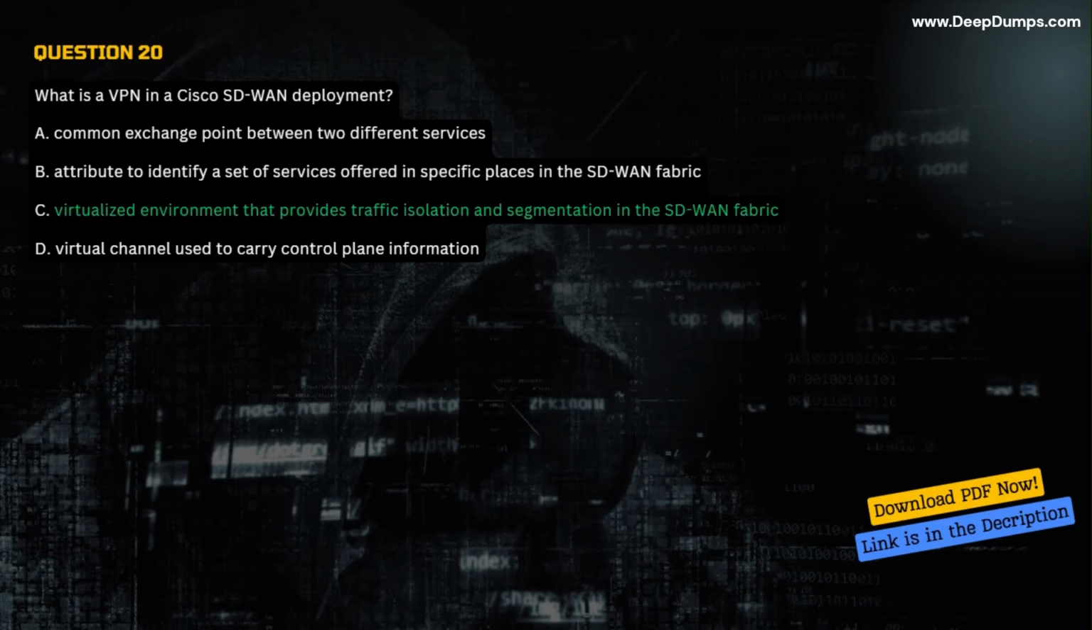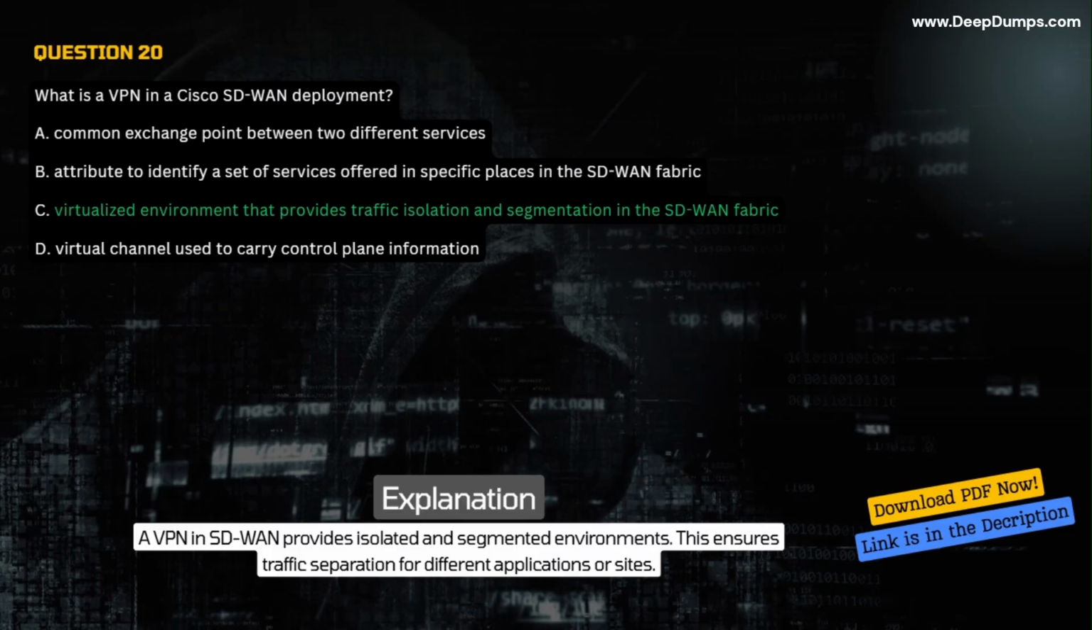Correct answer, C. Virtualized environment that provides traffic isolation and segmentation in the SD-WAN fabric. Explanation. A VPN in SD-WAN provides isolated and segmented environments. This ensures traffic separation for different applications or sites.